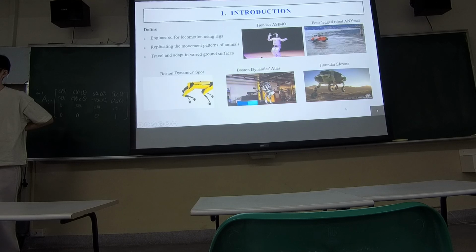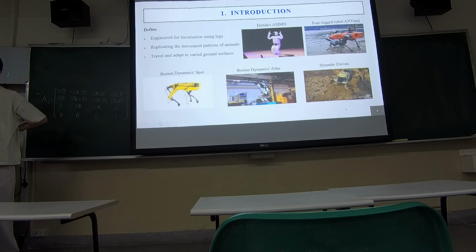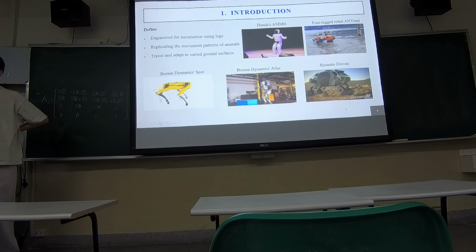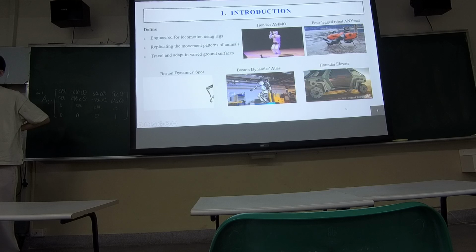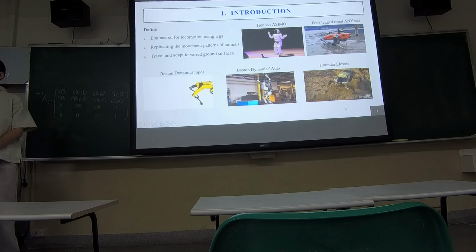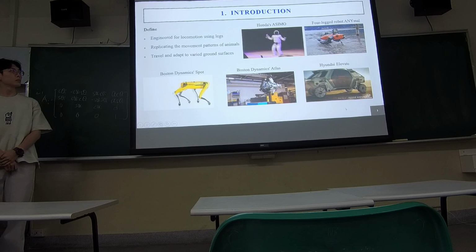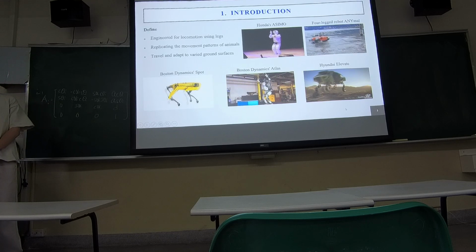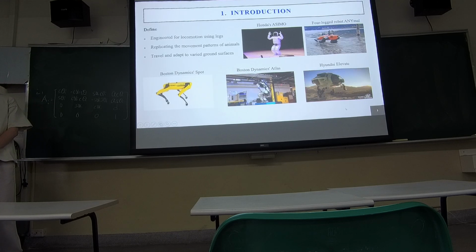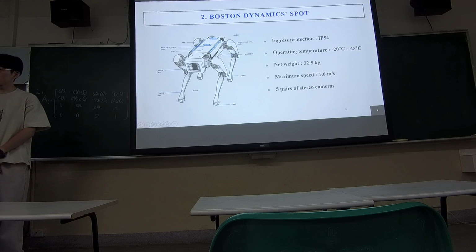And ANYmal is built for industrial tasks, such as inspecting oil and gas facilities, adapting its gait to different terrains. Lastly, Atlas and Asimo are capable of running, jumping, and performing complex maneuvers like backflips. And we chose Boston Dynamics Spot to perform structural analysis.